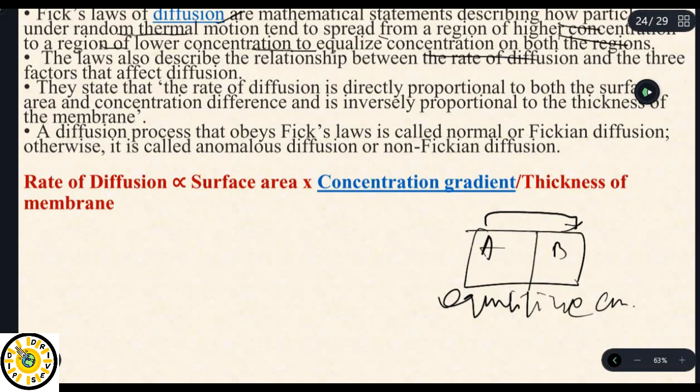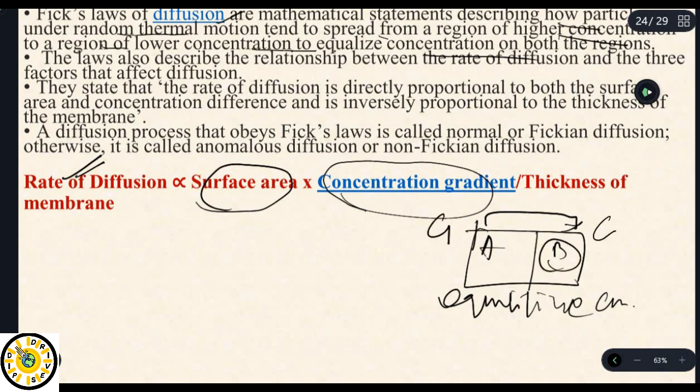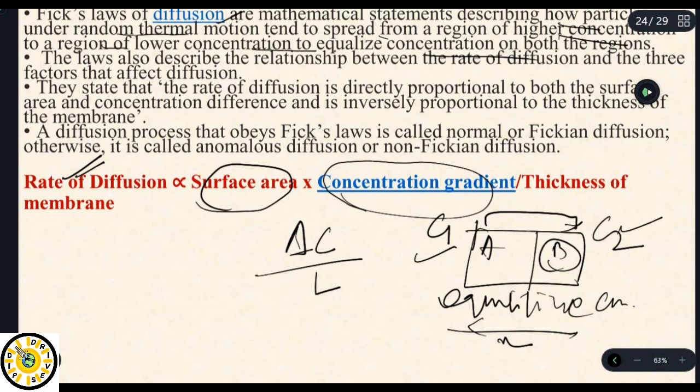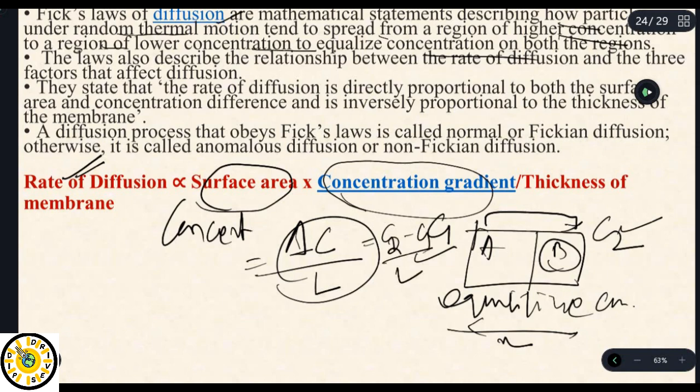ठीक है, Fick's law simply tells कि rate of diffusion will be directly proportional to the surface area and the concentration gradient. ठीक है, suppose higher concentration C1 है, concentration of B है C2. Gradient का मतलब क्या है, change in the concentration in change in length. So suppose this is the X, and C1 and C2 be the concentrations of the higher side and the lower side respectively. So concentration gradient will be del C upon L, that means C1 minus C2 upon the length.